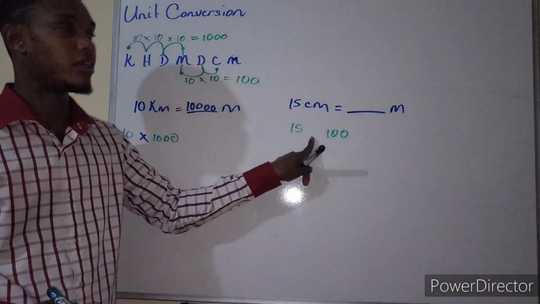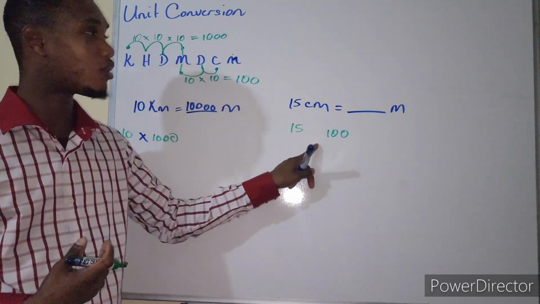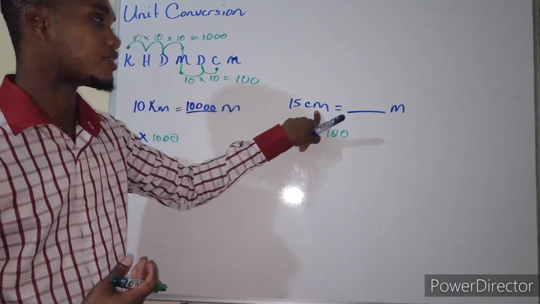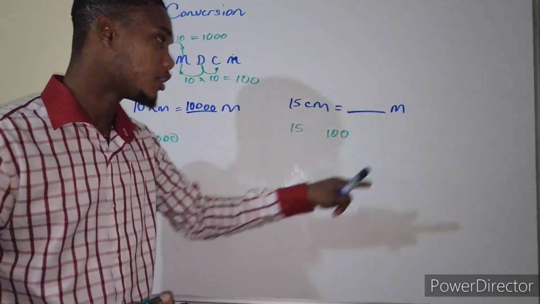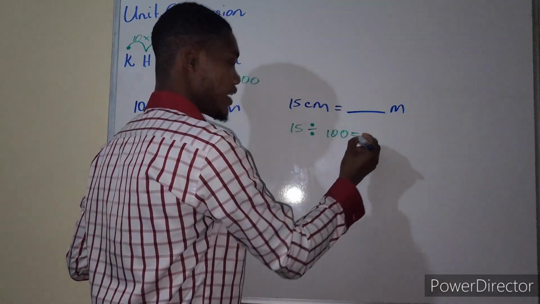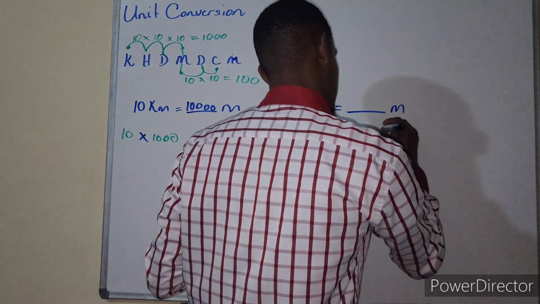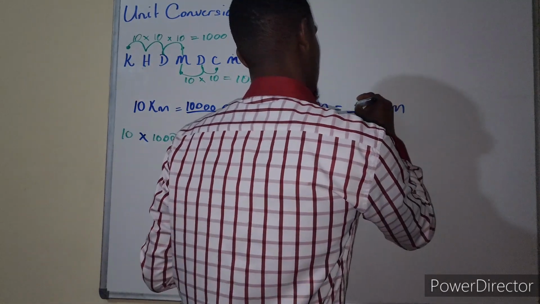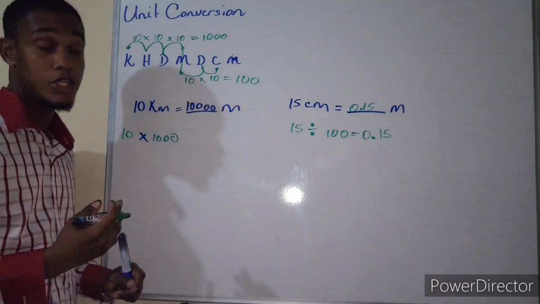Now, you figure out, am I moving from a smaller to a larger, or from a larger to a smaller? In this case, we are moving from a smaller to a larger. So from small to large, we will divide. And that will be equal to 0.15. So that's all you need to remember.